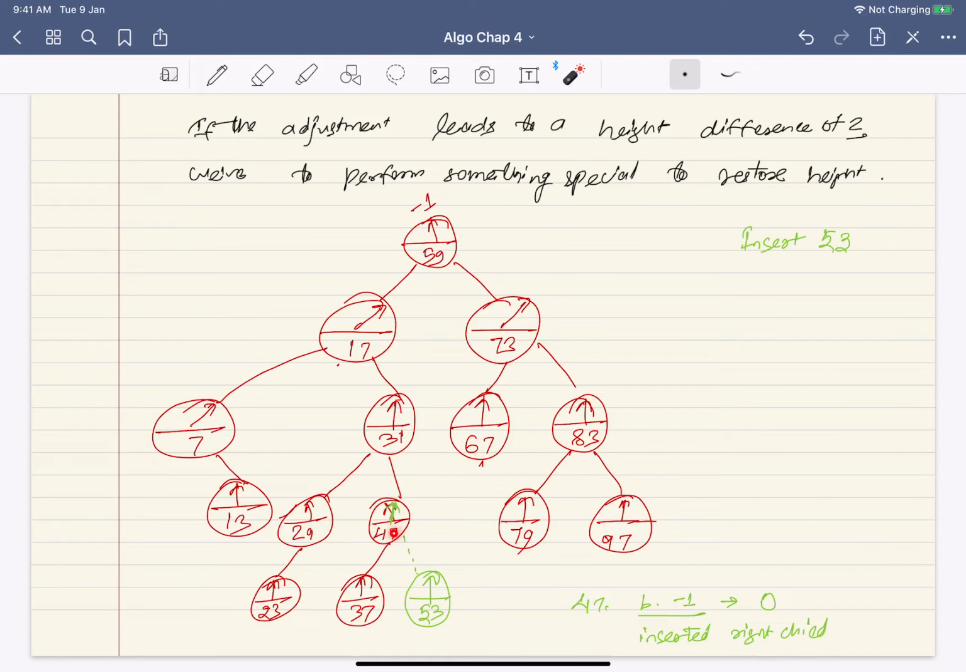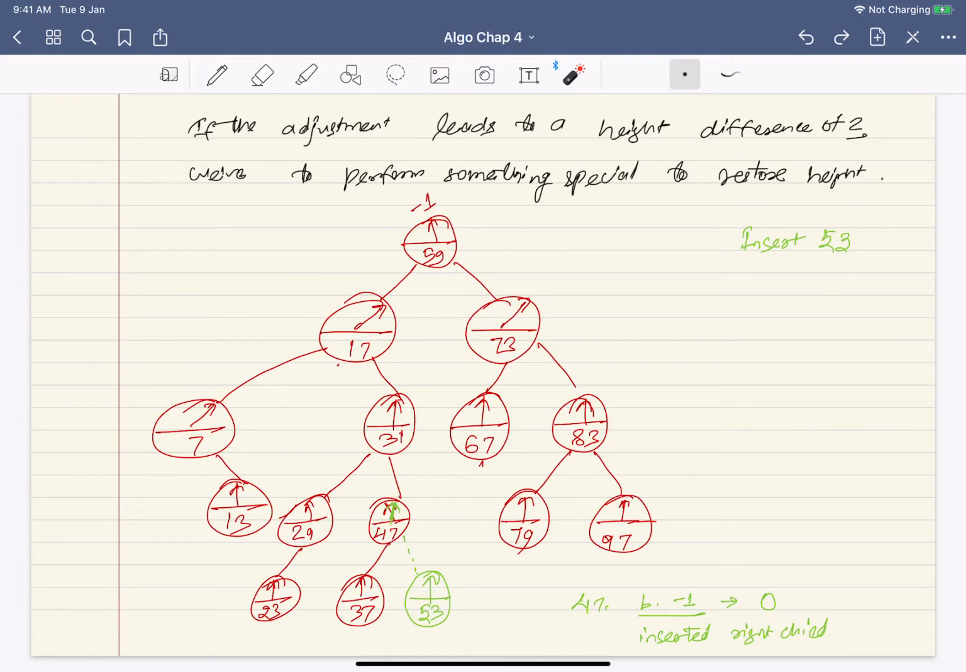So earlier it was -1 because this had a node, this does not have a node, and now after putting this node, this became 0. The balance factor became 0. So it increases by 1 if I am putting a right child. If I am putting a left child, it will decrease by 1.